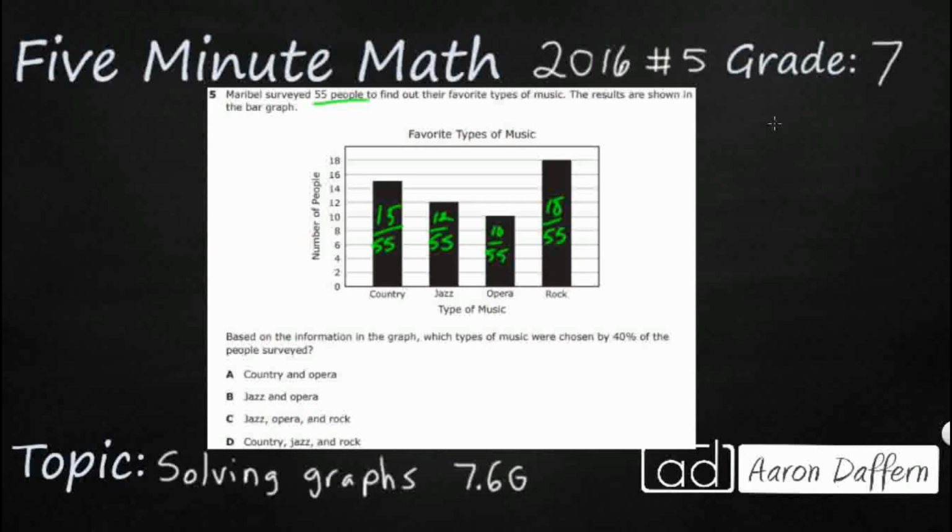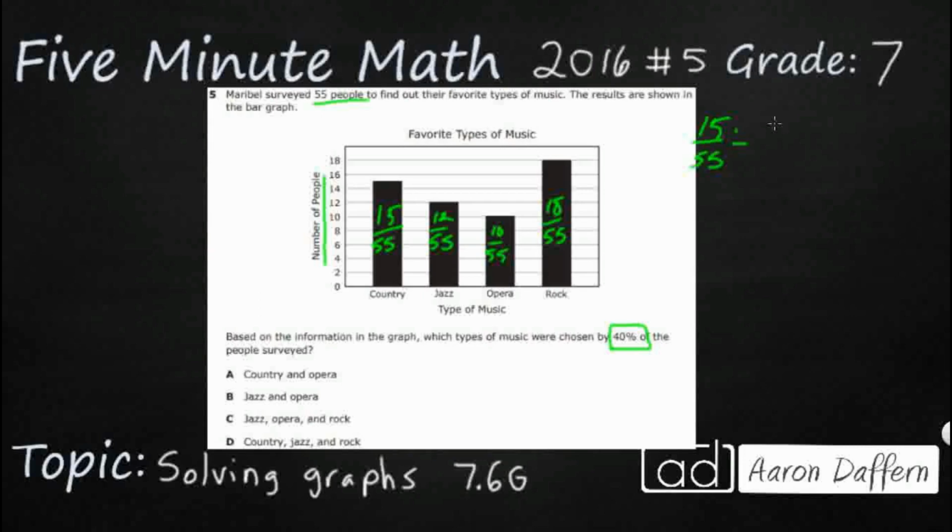So we've got all of these, and the problem is this is the number of people, it's not the percentages. We need to find which combinations, could be 2, could even be 3, C and D are 3, make 40%, but 55 is our denominator. That's a really strange denominator. It doesn't really reduce easily. So let's just take country, 15 out of 55.